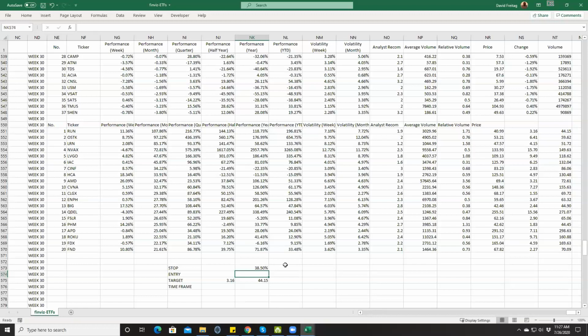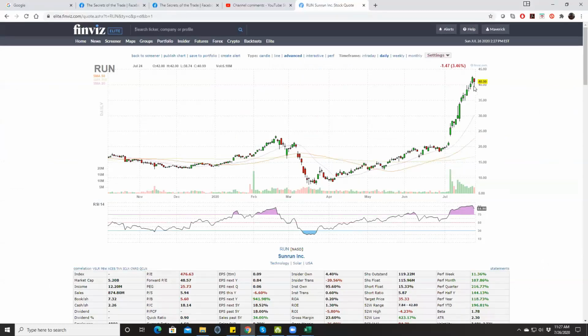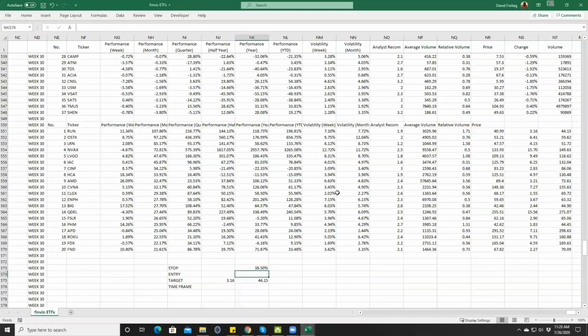And what's my entry? My entry is if we get above this 40.99. Actually, I want to get above the high of this day. So let's take a look at that one more time. What was the high of this day? It was $42. So if we hit 42.05, I want to be in that stock. So that's my entry. And my time frame is 1 month. So that's how I set up my watch list.